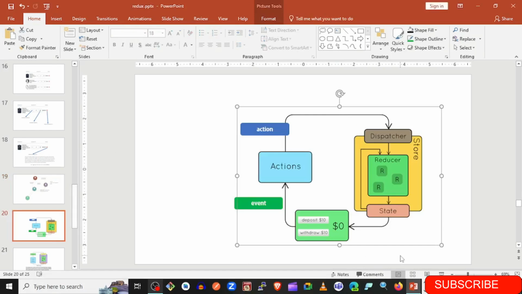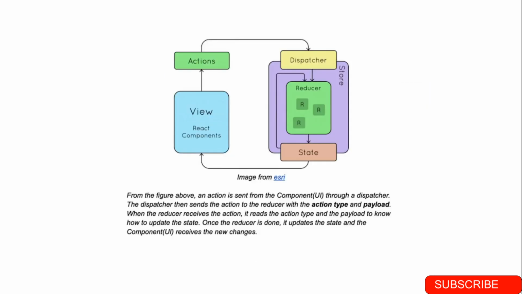So that is cool. You can just now see that again here. An action is sent from the UI through a dispatcher. The dispatcher then sends the action to the reducer with the action type and the payload. When the reducer receives the action, it reads the action type. Now, you use the action type and the payload to know how to update the state. Once the reducer is done, it updates the state, and then the UI receives the new changes.